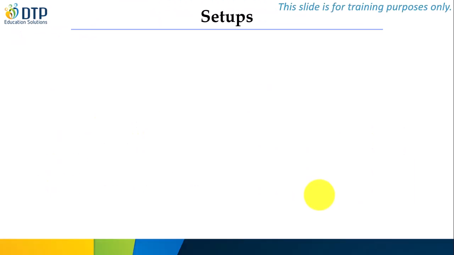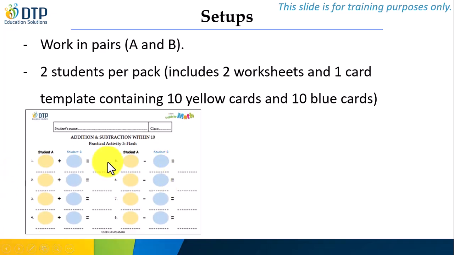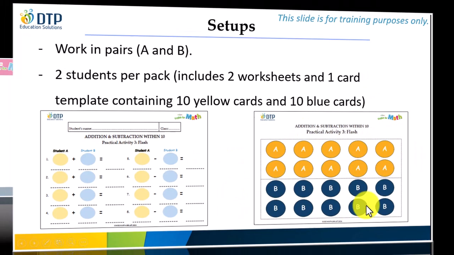Before moving to the instructions, take a look at the activity setup. The student will work in pairs. In each pair, one student will be student A and the other will be student B. They will share one package of materials, which includes 2 worksheets, and one card template containing 10 yellow cards and 10 blue cards.